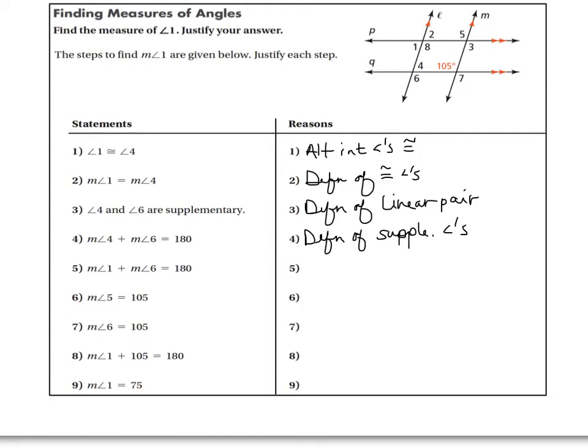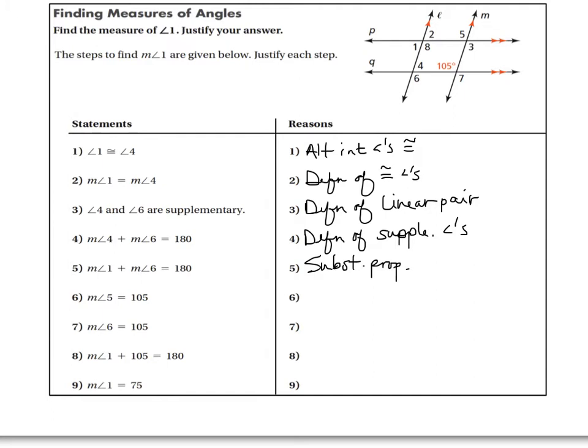Now, you'll notice from step 4 to step 5, there's one thing that's different, and that's the fact that we changed 4 to a 1. Well, up here we said 4 and 1 were equal, so we can exchange those, and this is a case of substitution. Substitution property. Okay. All right.